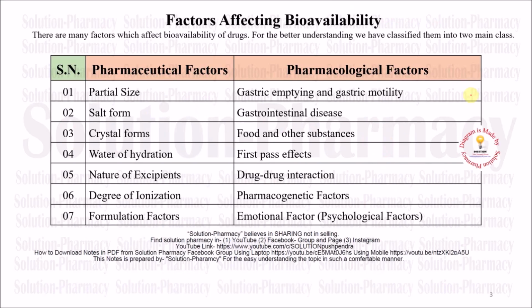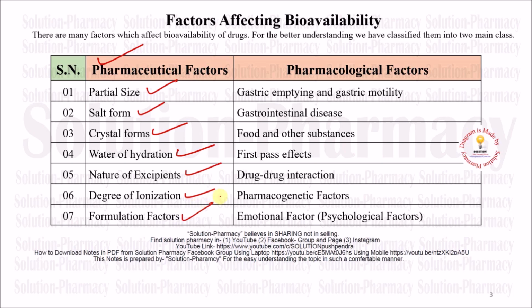Now let's move to the main point, that is factors affecting bioavailability. Under this category, we can classify all those factors into two main subtypes. The first one is pharmaceutical factors and the other one is pharmacological factors. Although both are important, as per the previous discussion of the route of drug administration and the factors affecting absorption, we can give a little more weightage to the pharmaceutical factors. These are particle size, salt form, crystal form, water of hydration, nature of excipient, degree of ionization, and formulation factors.